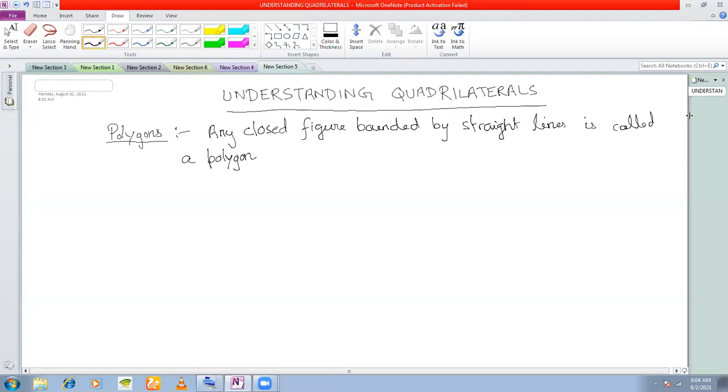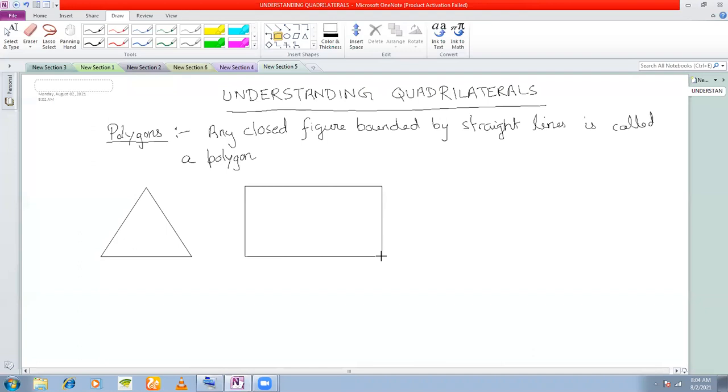Examples of polygon. A rectangle is a polygon. Let's say a triangle is also a polygon. And you can have a figure with 5 sides. It's called a pentagon. This is also a polygon. Okay. All these are polygons.